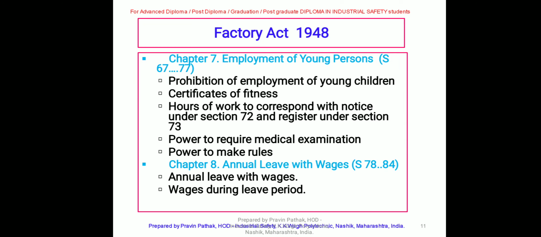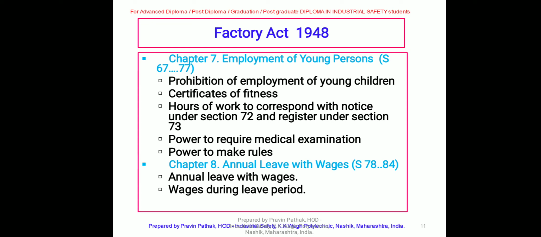Then chapter 7 focuses on the employment of young persons, that is from section 67 to 77. Prohibition of employment of young children, certificates of fitness, hours of work to correspond with notice under section 72 and register under section 73. Then power to require medical examination, power to make rules are all discussed under chapter 7. And chapter 8 focuses on annual leave with wages, that is sections 78 to 84.